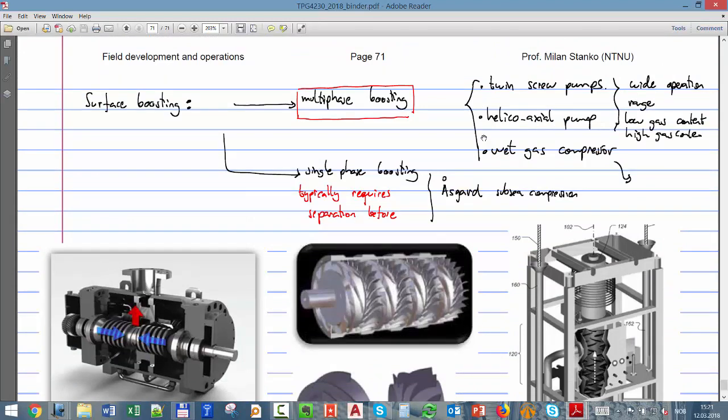And one of these measures, I decided to take the opportunity to go inside the discussion about compression. We will see later about liquid boosting, about pumping, but for this particular case, we are talking about gas, so we have to use compression. So let's use the opportunity to dive a bit into compression.